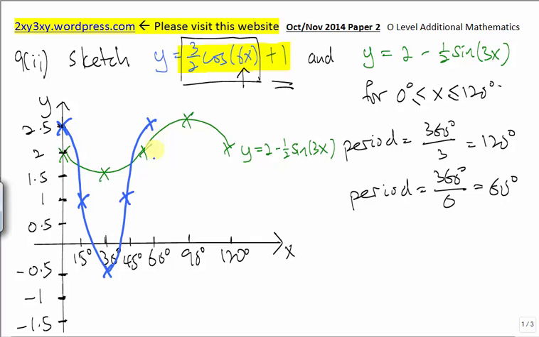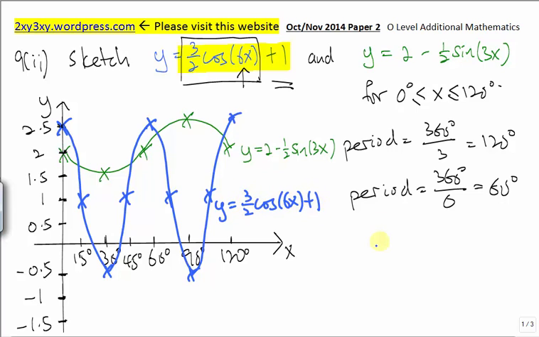This graph is not complete because we are supposed to plot until 120 degrees. I need to copy this graph and paste it here. Let me mark the point first. So this graph will be y equal to 3 over 2 cosine 6x plus a 1.